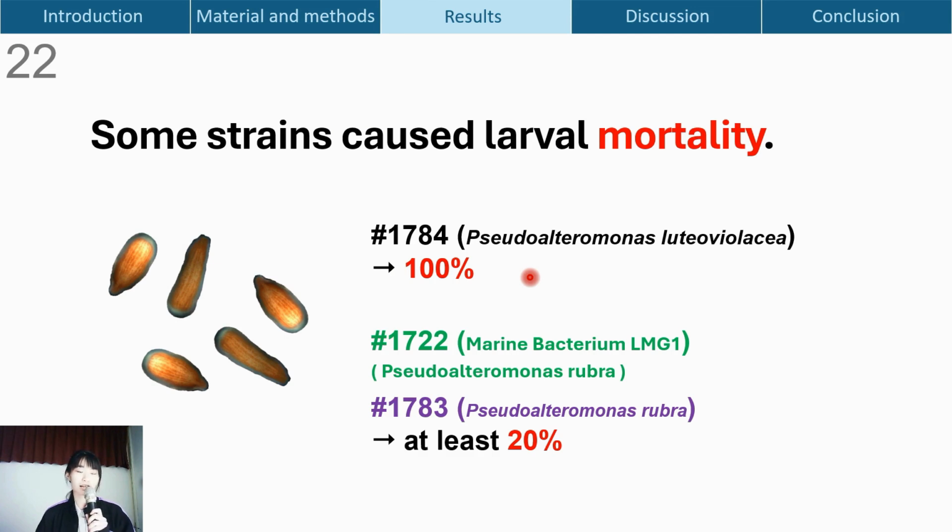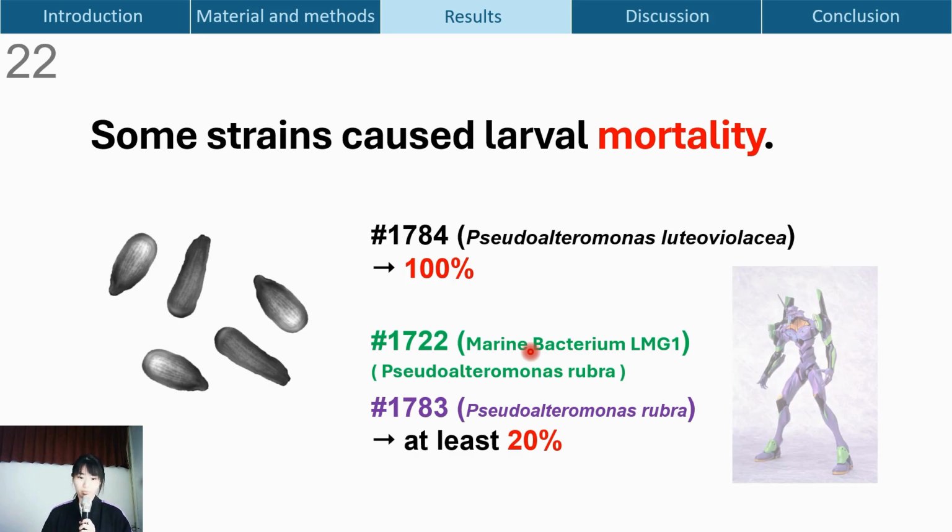And some strains cause larval mortality, like this one we didn't mention before. Its name is 1784. It caused 100% mortality to the larvae in 48 hours. And these two we just mentioned before showed a good settlement rate at first, but after 48 hours they started killing the larvae. I don't know what they're doing. And to help you memorize these 2 colors, green and purple, I think it's similar to the prototype of Ava.